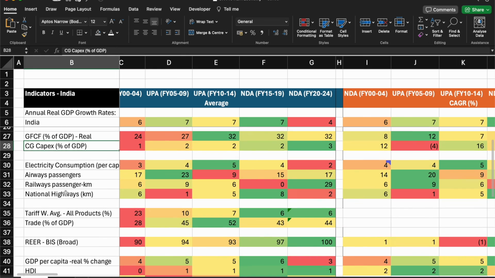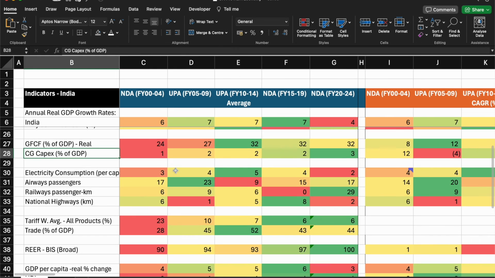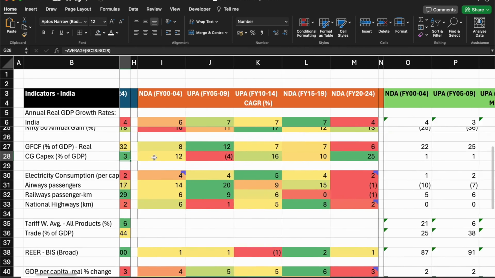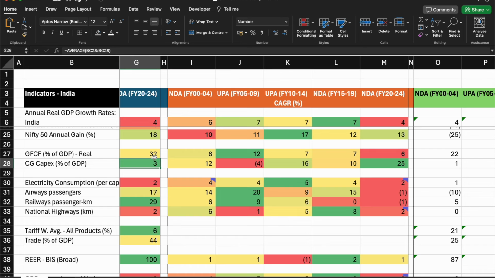Capital expenditure as a percentage of GDP. On average, we can see that it has improved during the second term of the Modi government. And I have told you earlier also, it is a commendable job that the government has done. And in CAGR terms also, you can see that the government has done quite a good job.